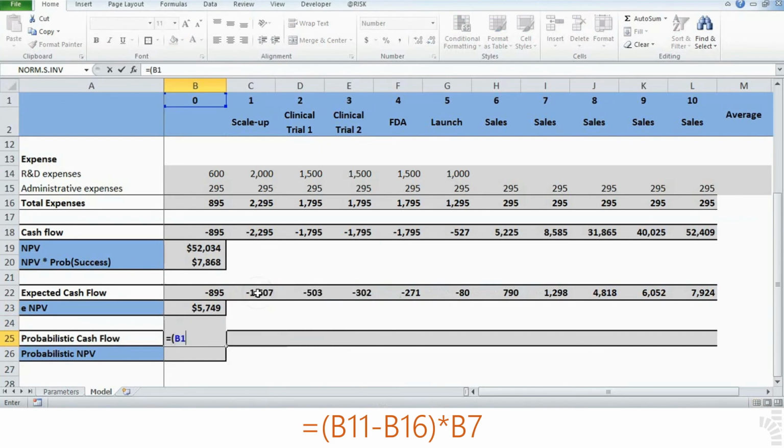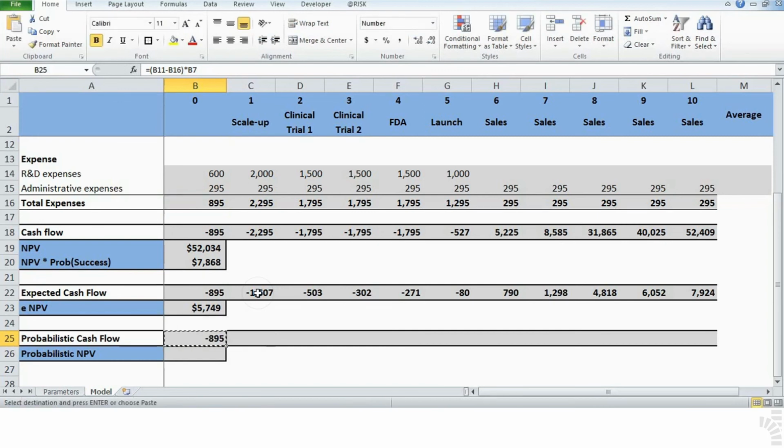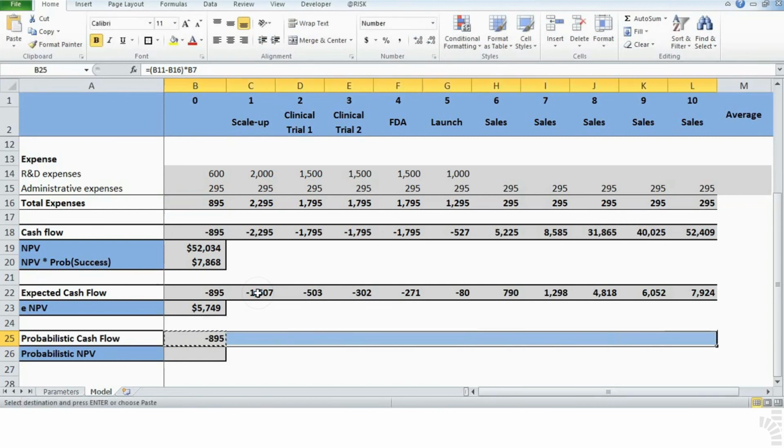Equals (B11 minus B16) times B7. Essentially, we are multiplying net cash flows times the respective 0 or 1 generated by the conditional Bernoulli functions that depict the probability of a successful outcome of each one of the stages. 71. Copy and paste this cell to the remaining range B25:L25 to complete probabilistic cash flows.